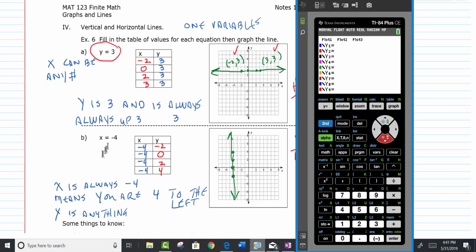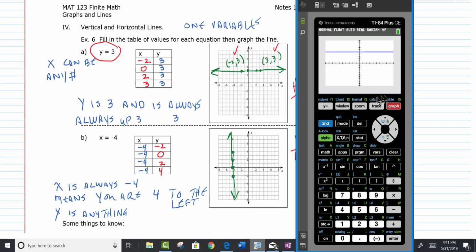Now, your graphing calculator can't do x equals a number, but it can do y equals a number. So if I put in y equals 5, and I want to do a standard window, I can go Zoom 6, which puts you in a standard window. And see, that's always going to give you a line.